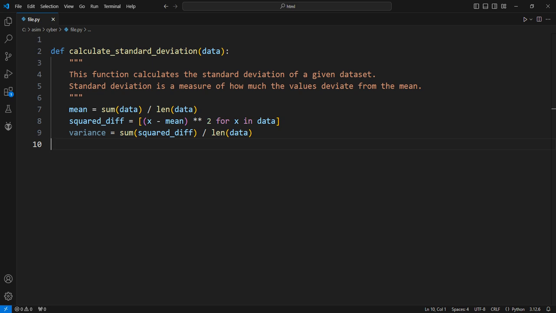Sum of squared_diff adds up all the squared differences from the list squared_diff. Len of data gives the number of values in the original dataset, which is used as the divisor. Dividing the total squared differences by the number of values gives the variance.